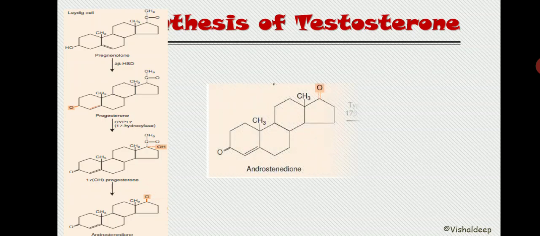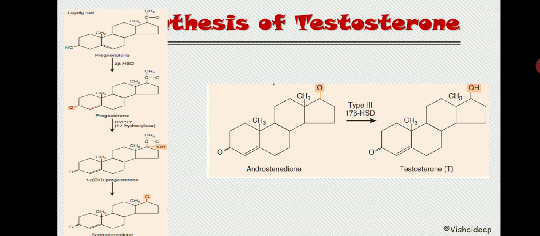Now how will androstenedione be converted into testosterone? This is the new thing for you. Inside this androstenedione, type 3 17-beta-hydroxysteroid dehydrogenase will work and make an OH bond over here. It makes testosterone. So the only difference between androstenedione and testosterone is that at the 17th carbon a hydroxyl group is present in testosterone, whereas in androstenedione a keto group is present. This group is known as the keto group.